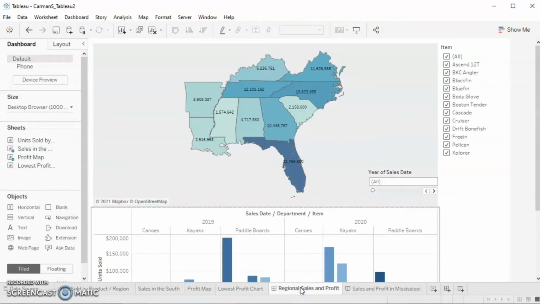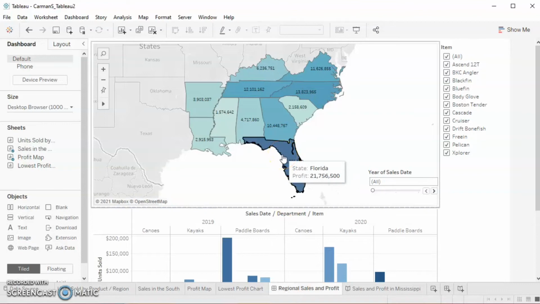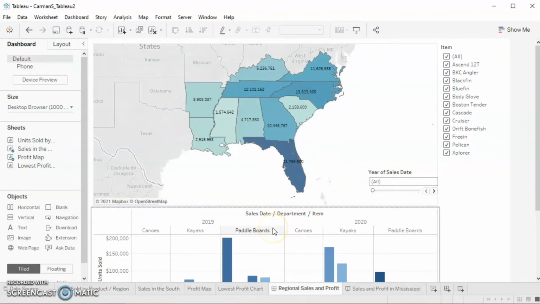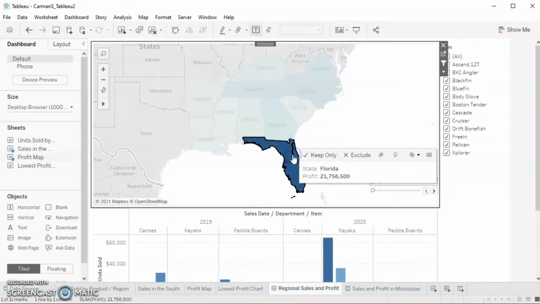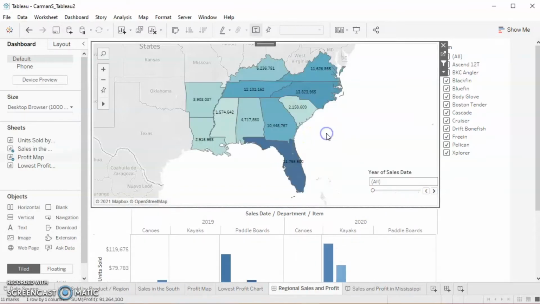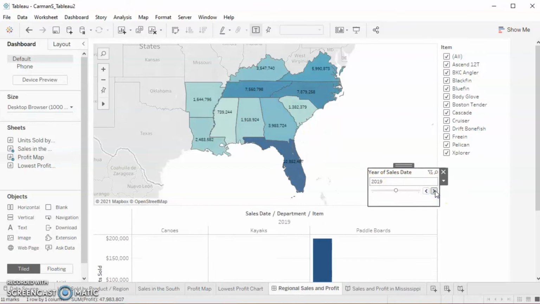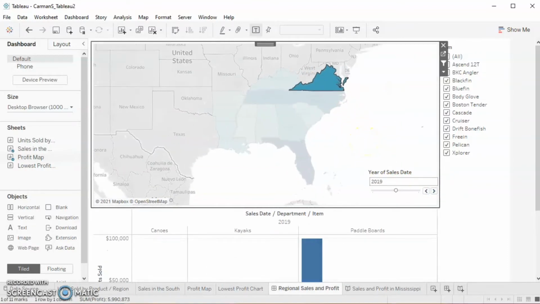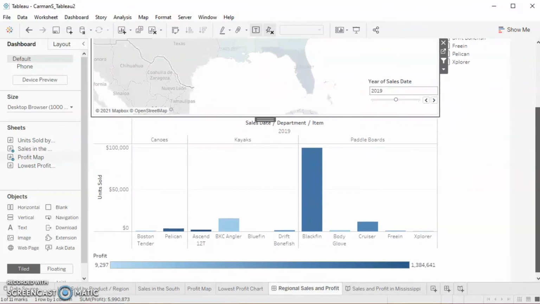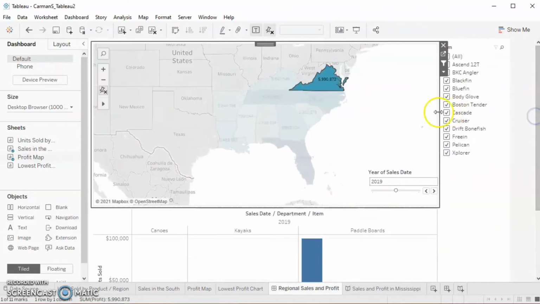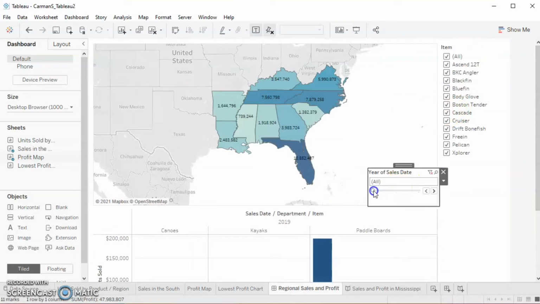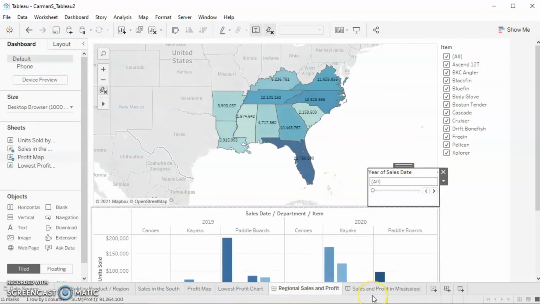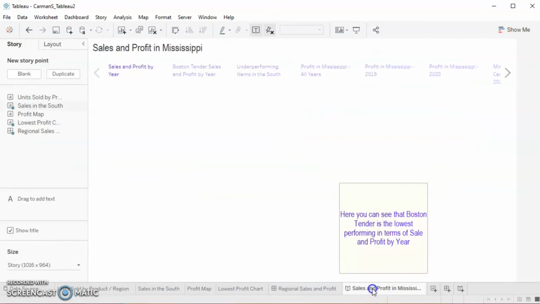Next we have the dashboard. In my dashboard, I combined the sales in the South with my profit map above, and I made these two interactive, so when I click on a state, it shows that state's specifics for all years, even 2019. I could look at Virginia in 2019 and see what's going on there. Let me scroll down so I can show you that, and you can see that here with the profits. I'm just going to reset this. With that said, I will move on to the story.